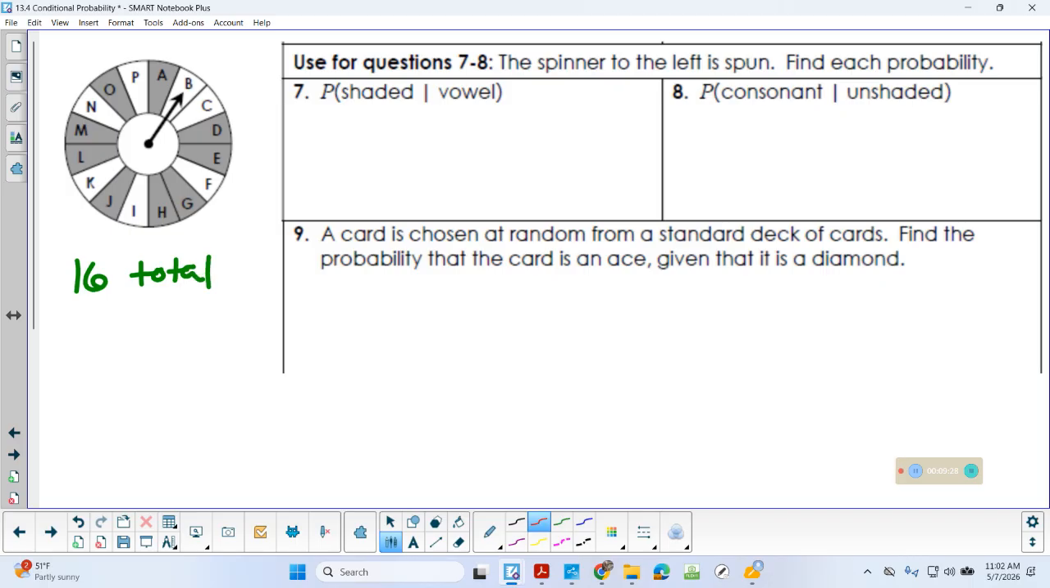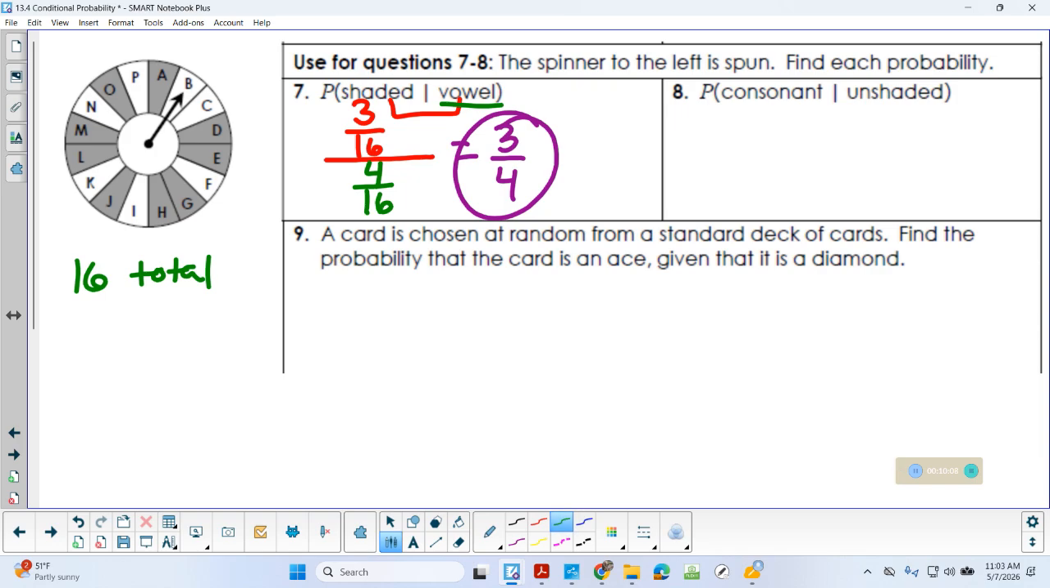Okay. So, of course, my first fraction, set it up, shaded and a vowel. Oh, gosh. So how many shaded and vowels are on there? 3. There's A is shaded and a vowel. E is shaded and a vowel. What else? O is shaded and a vowel. Okay. Bottom fraction, vowels. Well, how many vowels are on there? 4. We know our shortcut, the 16s are going to cancel. We can go straight to our final answer, 3/4.